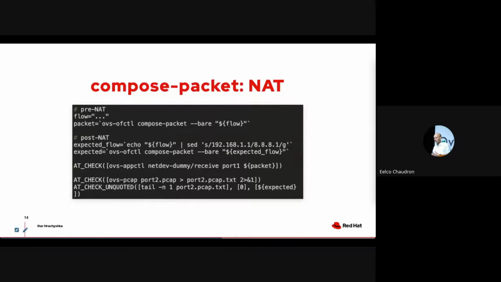Let's look at what you can do with the compose-packet command. Let's say you'd like to validate that NAT is working when the packet traverses a router. First, you compose the source packet using internal IP address.